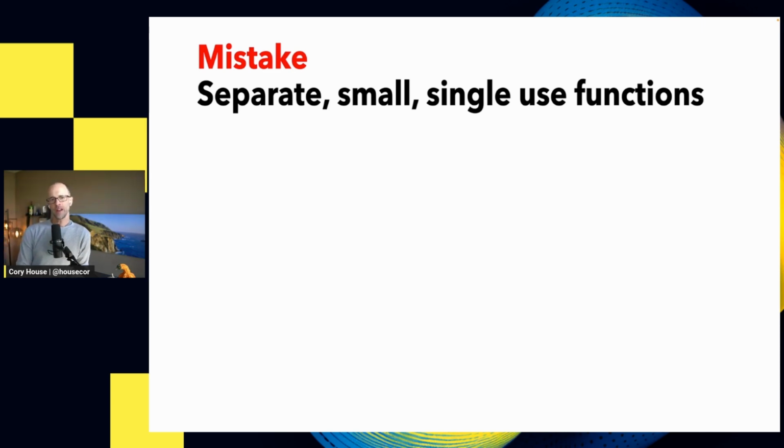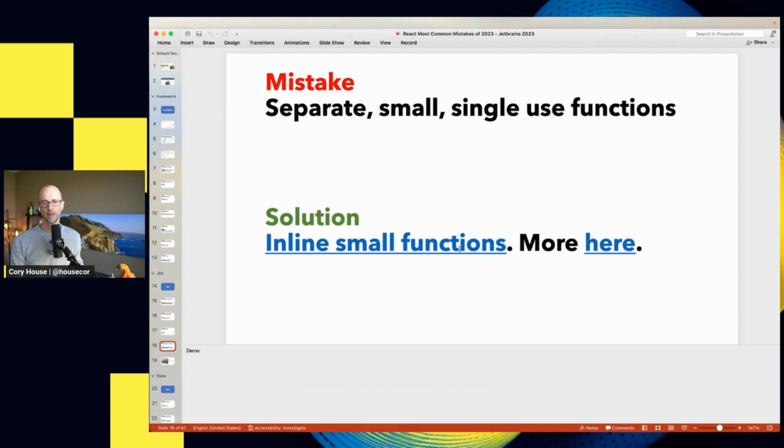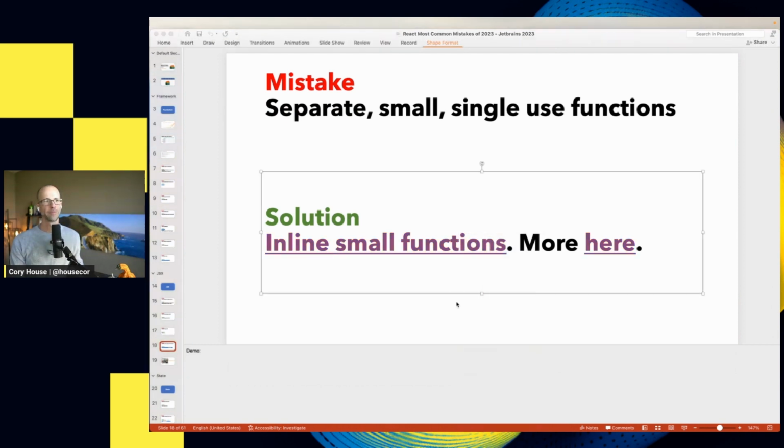So another thing that you might see are separate small single use functions. This is kind of a funny one to have in here because actually that's generally recommended for various reasons. But when you have really small functions, like one line functions, then I lean toward inlining those instead. And I've got a little link here that will show a little more context there. So I'm going to pull this up.